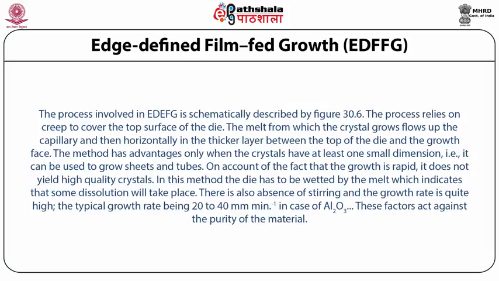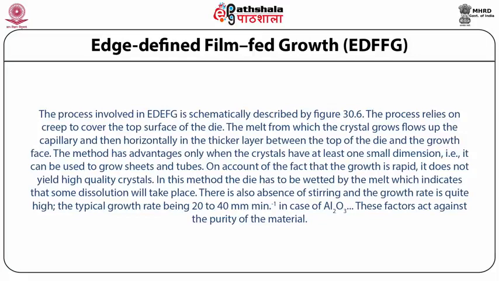The process relies on creep to cover the top surface of the die. The melt from which the crystal grows flows up the capillary and then horizontally in the thinner layer between the top of the die and the growth phase. The method has advantages only when the crystals have at least one small dimension, that is, it can be used to grow sheets and tubes.